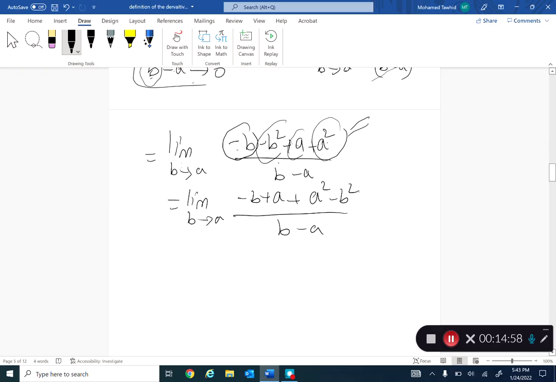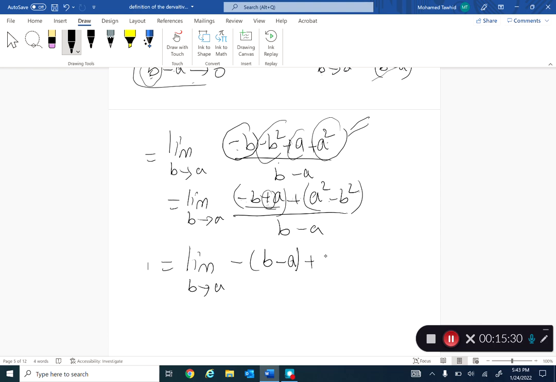So now what do you have here? Limit. If I factor out the negative sign, if I put the first two terms between brackets and the last two terms between brackets, what do you have? Limit b close to a. If I factor negative b out, you have a minus b. If I take negative out of plus, you have negative a. From here, you will have a squared.